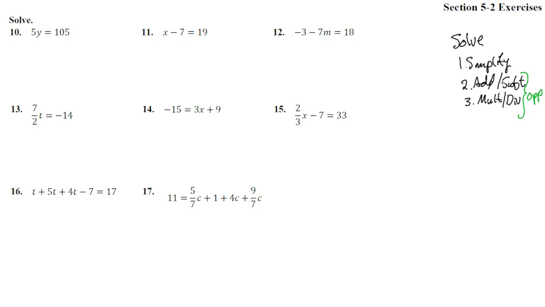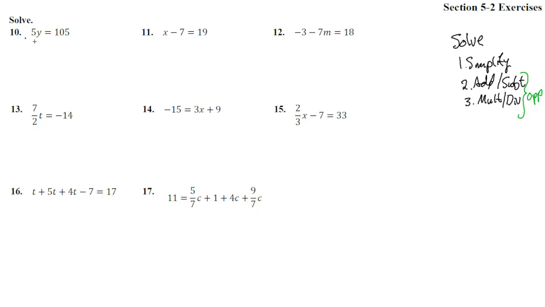Then if there's any addition and subtraction, now we're trying to get the variable y, x, or m by itself. So if there's anything we need to add or subtract to get rid of it, do the opposite. If it's add, subtract. If it's subtract, then add. And multiply and division, undo those with the opposite. Law of opposites here.